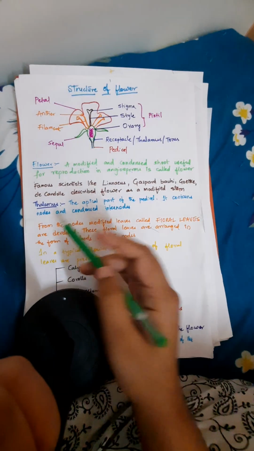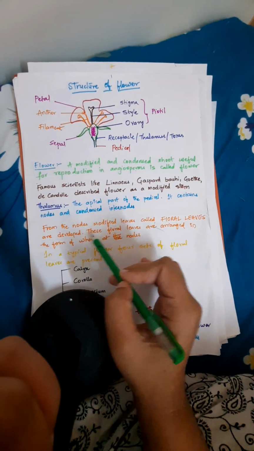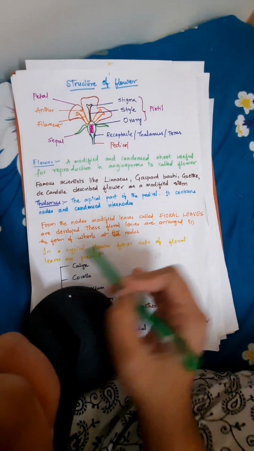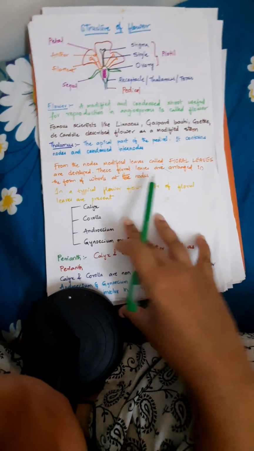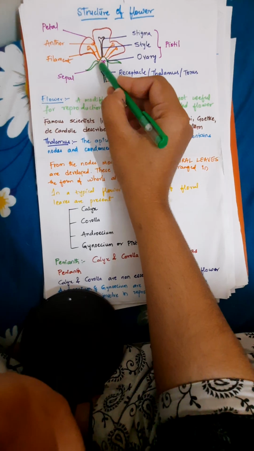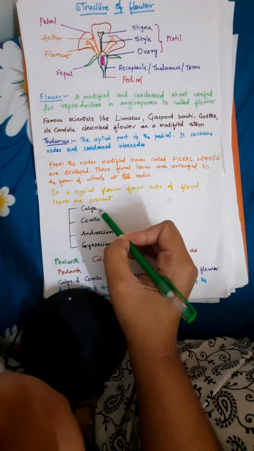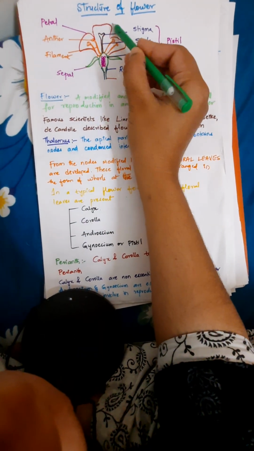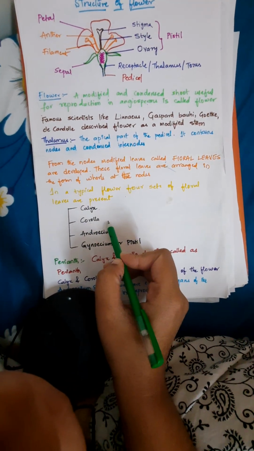Okay. So here from the nodes, modified leaves called the floral leaves are developed. These floral leaves are arranged in the form of whorls at the nodes. Then in a typical flower, there are four sets of floral leaves. What are these? First one is known as the calyx. See here, this green color structure is known as the calyx. It is also known as the sepals. Then the next structure is known as the corolla, which is the colorful part of the flower. This is known as the corolla, or you may call it the petals also.